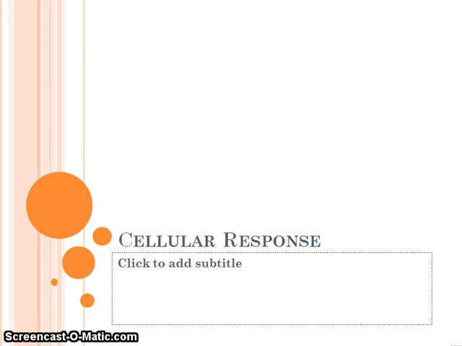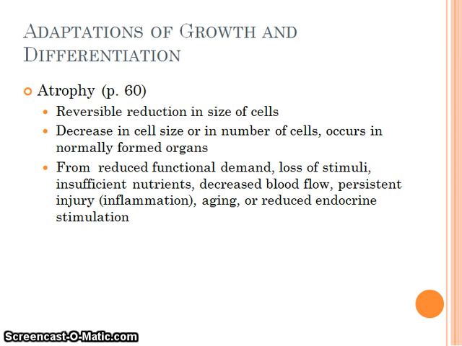How cells change in response to disease is very important. Atrophy is when our cells actually shrink in size. It's usually reversible. Most of the time it happens when cells aren't being used, they get weak and they get smaller. The cells can shrink in size, they can shrink in number, and it can happen in organs or tissues. Muscles, this often happens.